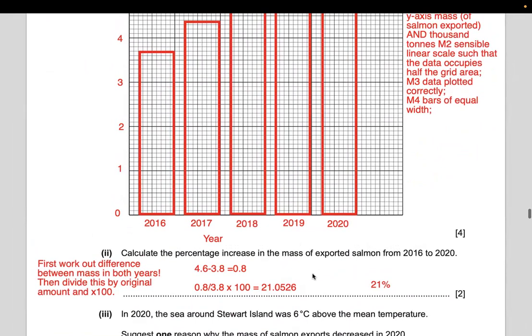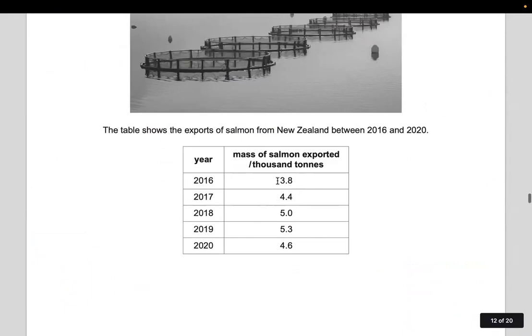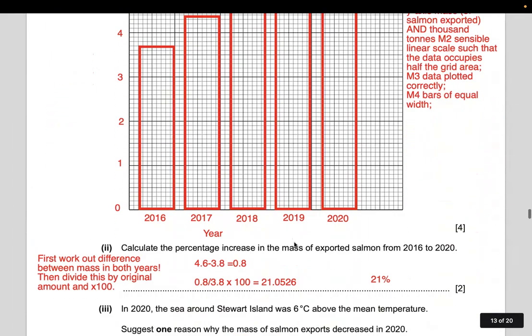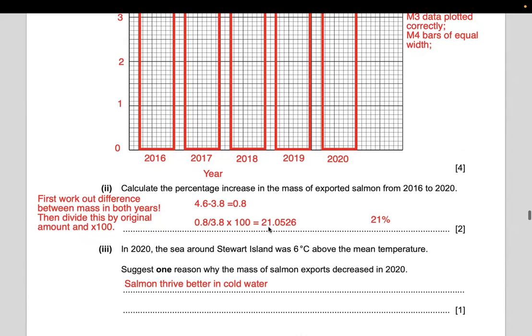Right, now, the percentage increase. Do you remember percentage increases? So 2 marks. First, you work out the difference. So it's from 2016 to 2020, 3.8 to 4.6. So the first sum is 4.6 minus 3.8, which is 0.8. Then you divide that by the original amount, the lowest amount, times by 100, which is 21.0526, and you round that to 21%. Rounding in maths is annoying because there's no set rules, but basically you don't need a load of decimals. With something as tiny as that as a decimal, you're just going to round down to 21.